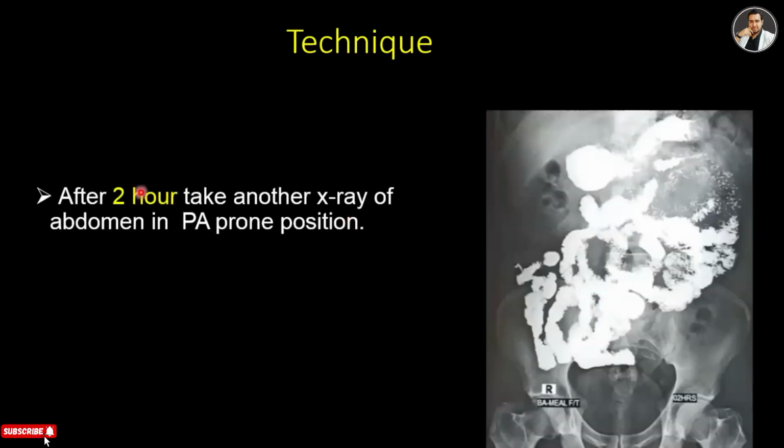And then after 2 hours, take another X-ray of the abdomen in PA prone position. This time it's prone position in PA, and prone position helps to spread the small intestine and reduce the overlapping of the intestine. In this image, you can see that barium passes the stomach and spreads through the small intestine, and it's a 2 hour image in prone position.